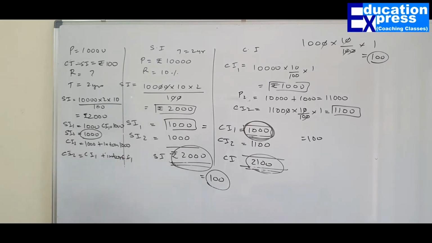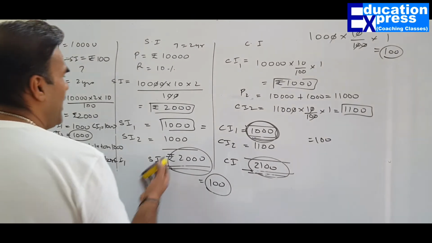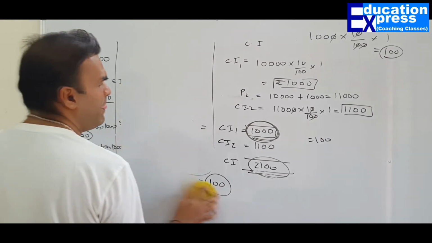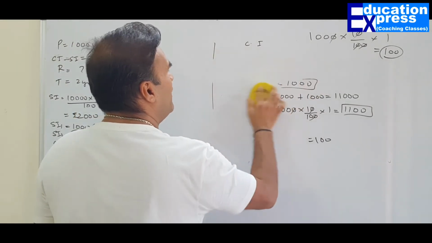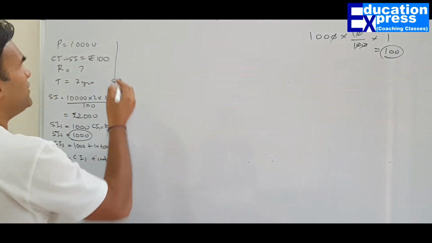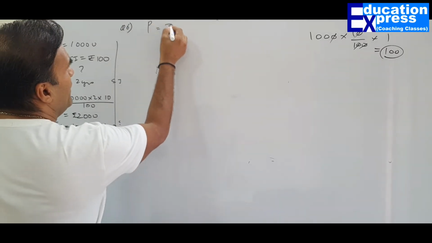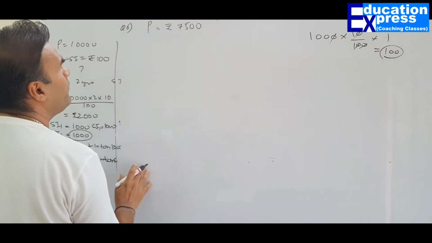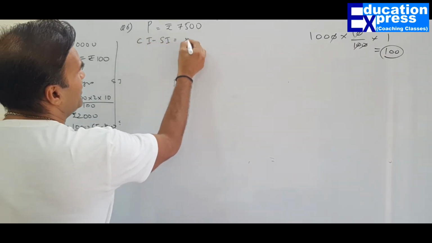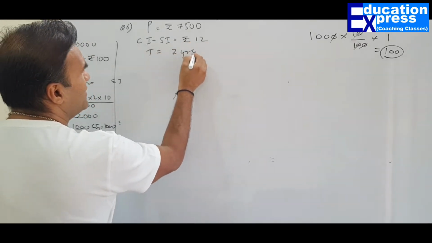Guys, you know this very well. So by exercising on this, we can do it. Have a look at question number 6. My question number 6 will make this absolutely functional for you. If you read question number 6, it mentions that on the principal of rupees 7,500, the difference between compound interest and simple interest is 12. The time horizon is 2 years.